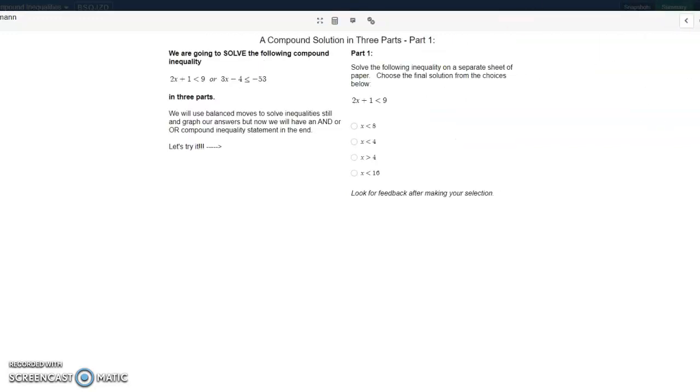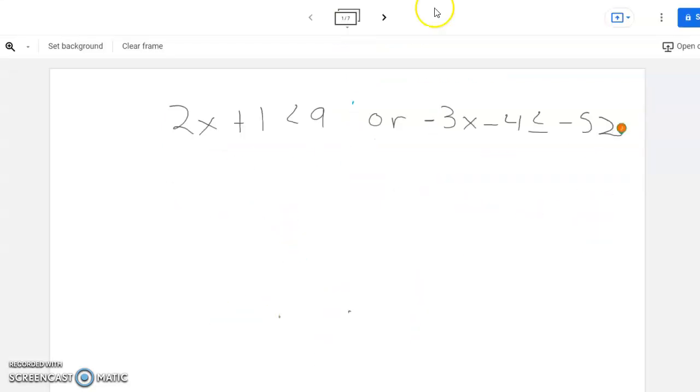All right, guys, now on this slide, there's a mistake right here. It should say negative 3x, and then this one should be negative 52. So let's go ahead and look at the inequality the way that it's supposed to be written. We have 2x plus 1 is less than 9, or negative 3x minus 4 is less than or equal to negative 52. That's how they should have written it on the Desmos activity.